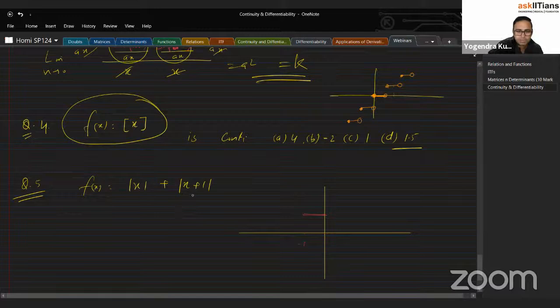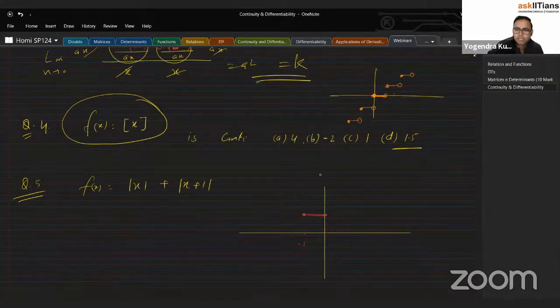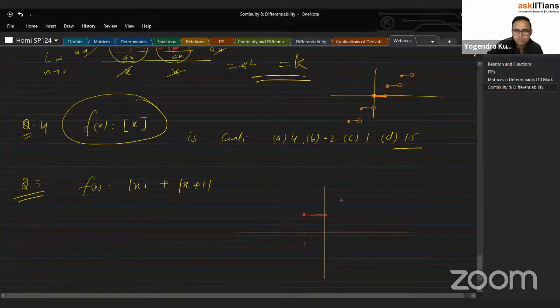Find the values at the critical points. Critical points are 0 and -1. At -1 and at 0, both values become 1, so join them. After 0, find the value at x equals 1. It is coming 3. So the graph goes up like this, and you can make it go more up.